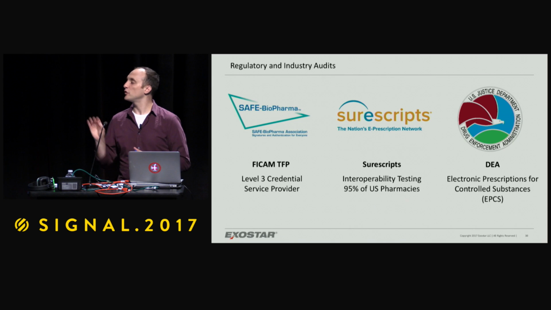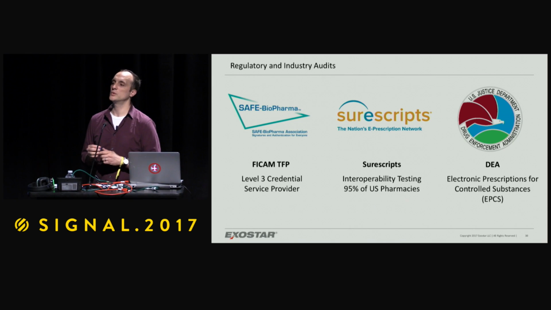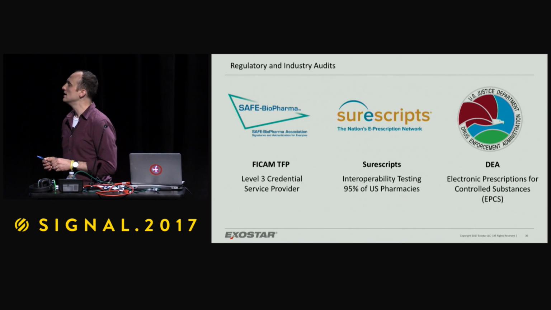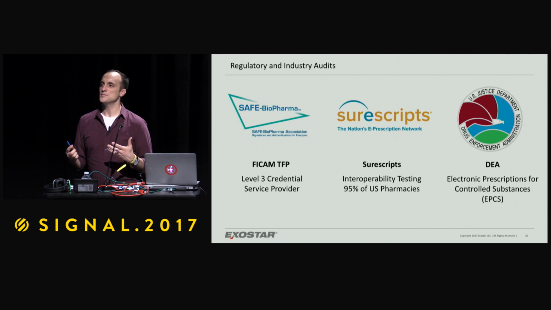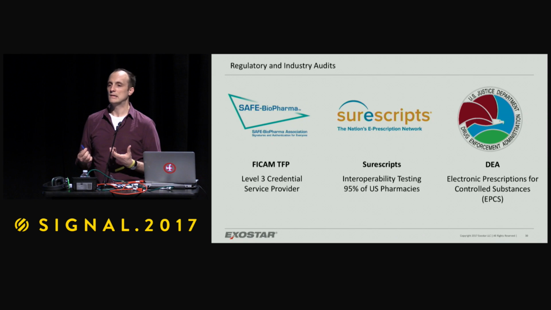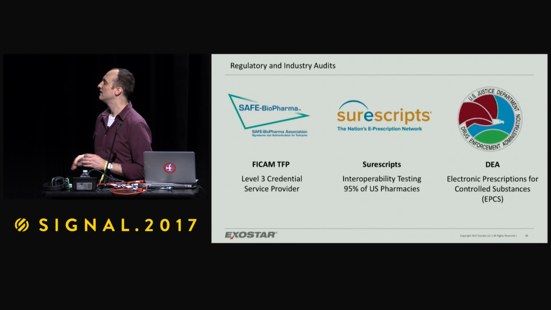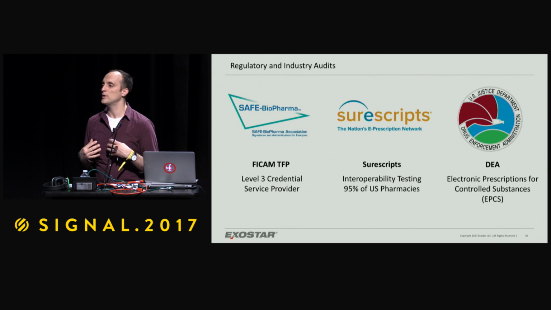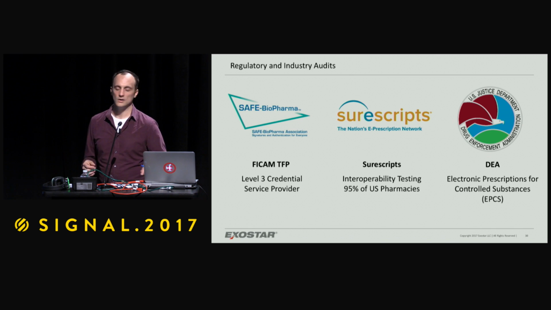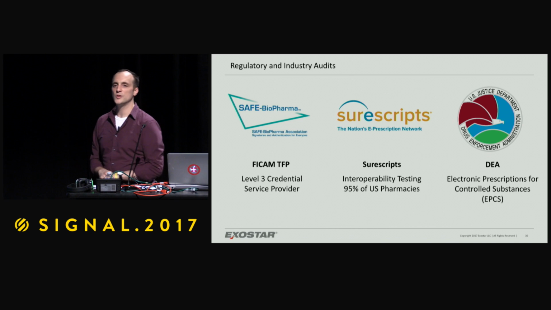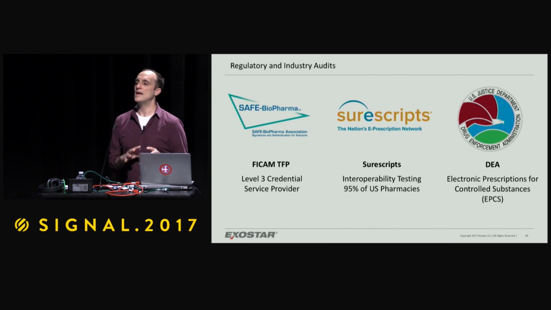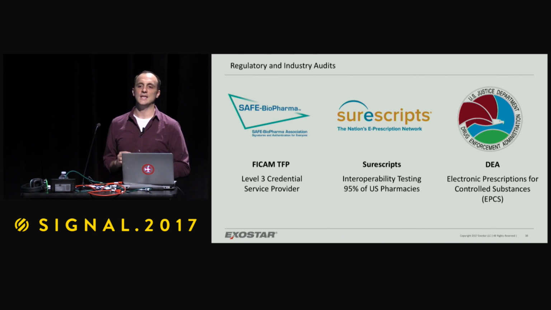Okay, a little bit about the audits. There are 3 audits that we have to pass in order to enable EPCS. The first one is a FICAM Trust Framework audit. FICAM is the federal government assessment, the Federal Identity, Credential, and Access Management framework under the GSA. That determines whether or not we're a level 3 credential service provider for any use case. Then the EHR system has to go through the SureScripts audit. And finally, we and the EHR together have to go through the DEA audit.